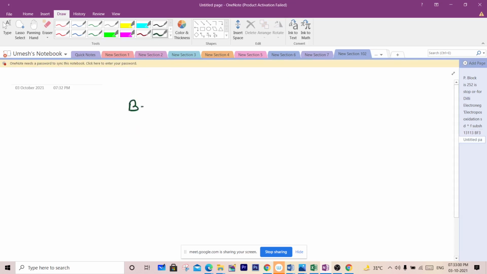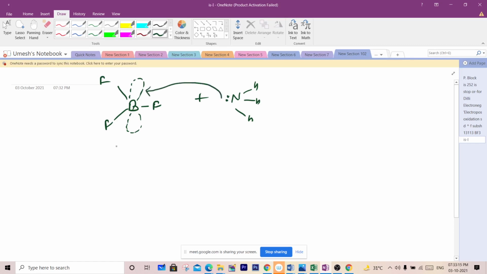With this empty orbital, it can accept an electron pair. For example, we have an ammonia molecule here. It can donate electrons to the empty orbital. So this behaves like a Lewis acid, and this is a Lewis base. Lewis acid is which accepts an electron pair, and Lewis base is which donates an electron pair.